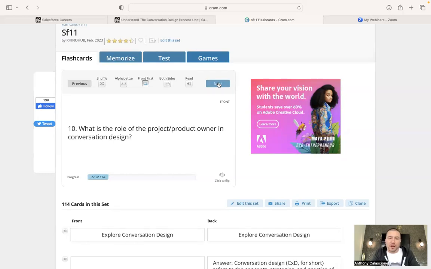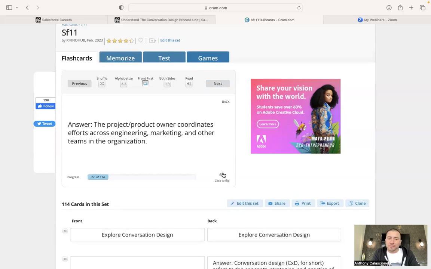What is the role of the project product owner in conversation design? The project product owner coordinates efforts across engineering, marketing, and other teams in the organization.